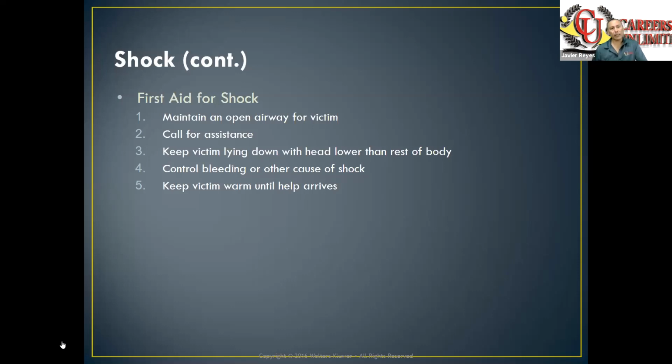If they're bleeding, obviously that has to be controlled using the hemorrhage management techniques, or whatever other cause of shock. Keep the patient warm, okay? Keep them warm until help arrives. If they still have a pulse and they're still breathing, just keep them warm. That's the best thing that you can do for them. All right. By keeping them warm, you're keeping their circulation to this center part of the body, and you preserve their circulation and their vital organs, which are the most important.